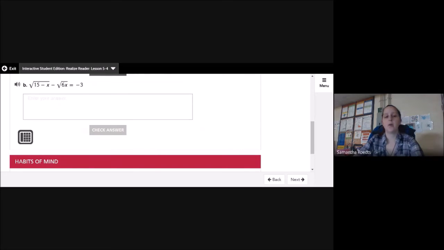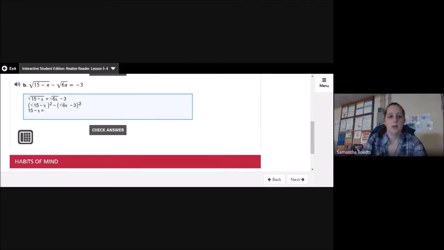For B, I have the square root of 15 minus x minus the square root of 6x equals negative 3. So again, I want to move one of the square roots to the other side of the equation. I'm going to move 6x. I'm going to square both sides. Okay, so that gives me 15 minus x equals 6x minus 6 times the square root of 6x plus 9.